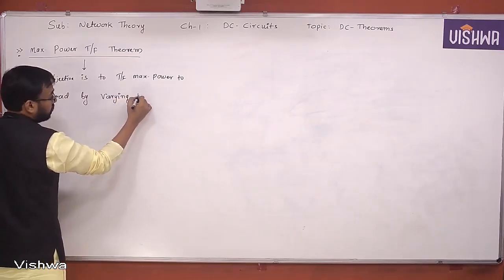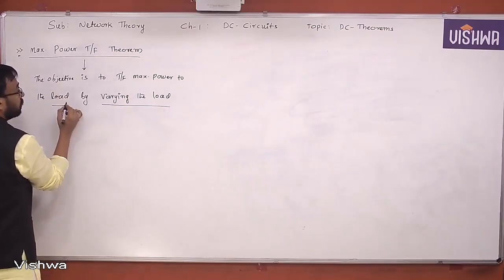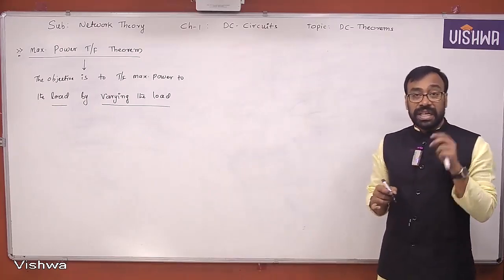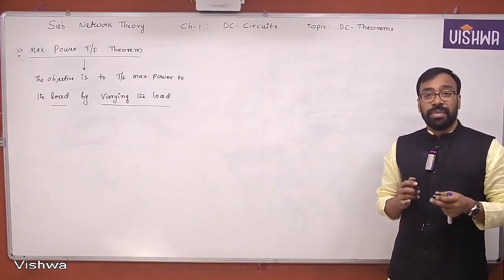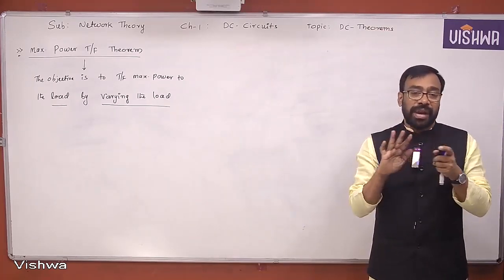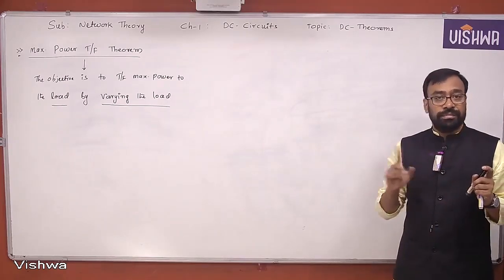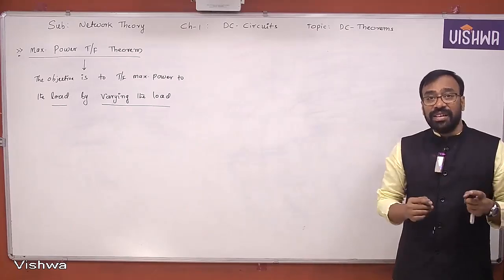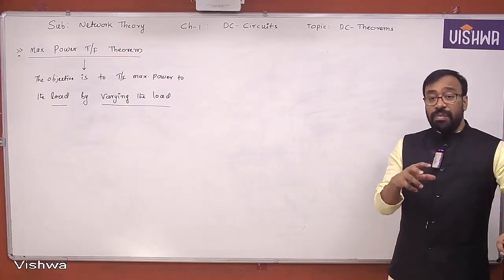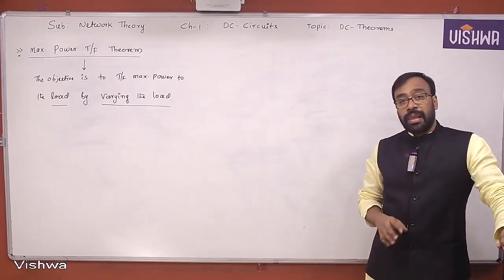Very, very important point: by varying the load. You want to send maximum power to the load by varying the load. That is the objective in the case of the maximum power transfer theorem. If you want to transfer maximum power to the load by varying some other element, that does not come under the maximum power transfer theorem. Be careful when you see the problem: if you come across maximum power in a problem, it does not mean that all such problems come under the maximum power transfer theorem.